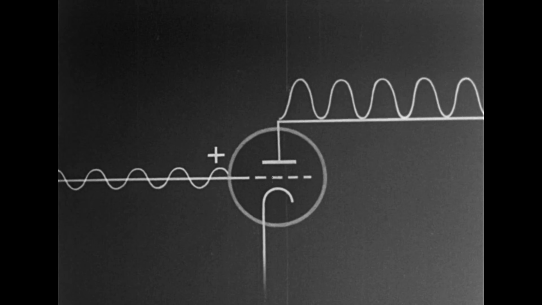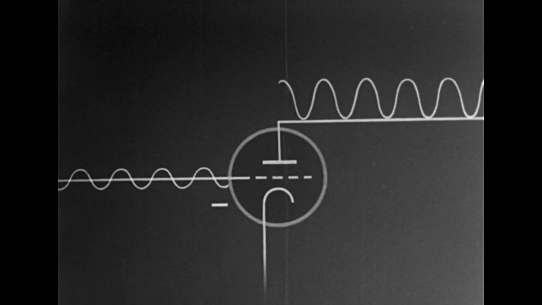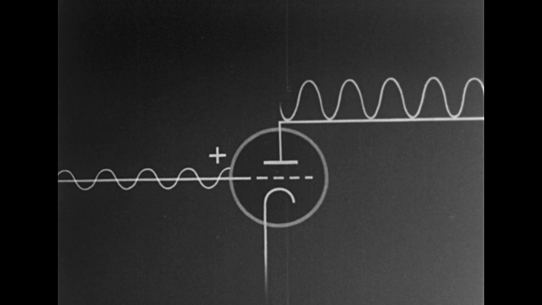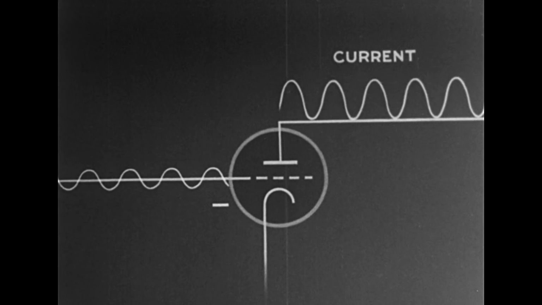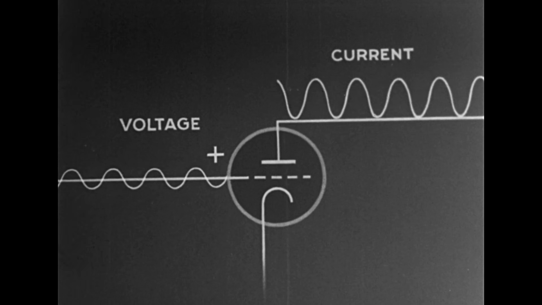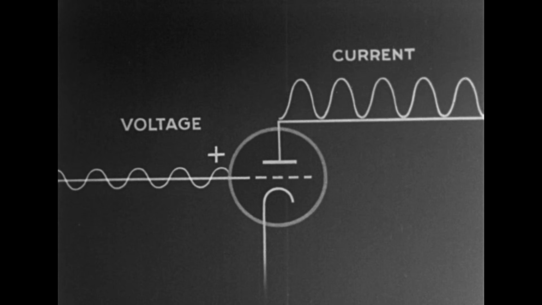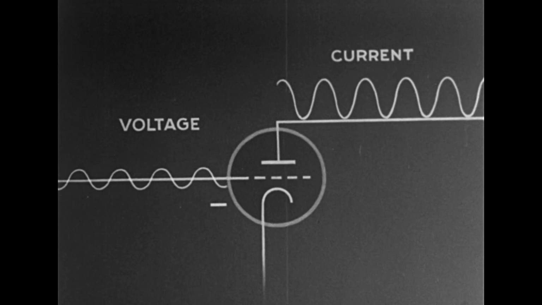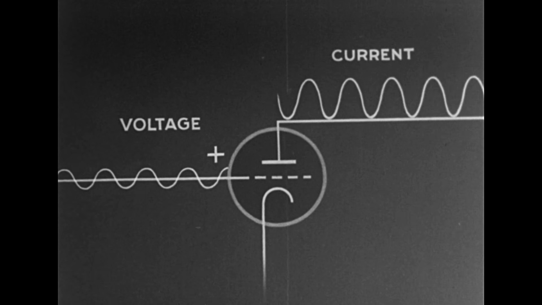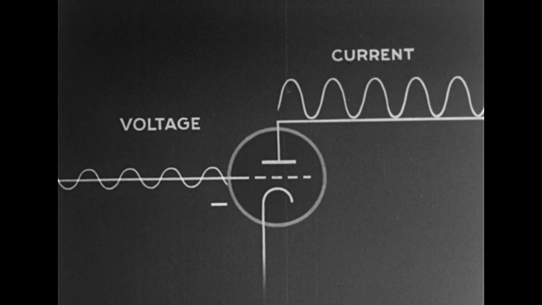The grid changes its potential with the changes of the incoming radio frequency wave. The current flow between the plate and cathode follows the changes in grid voltage, describing a wave of the same shape but of greater energy magnitude. The radio frequency signal has been amplified.